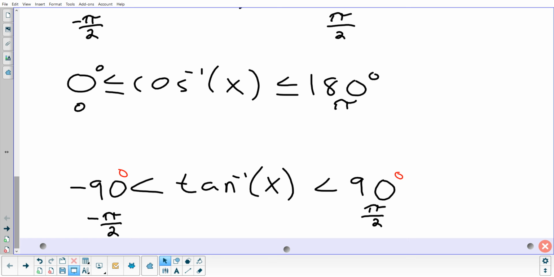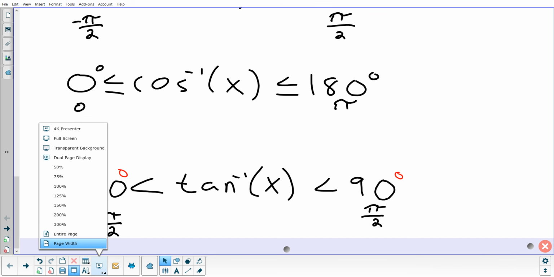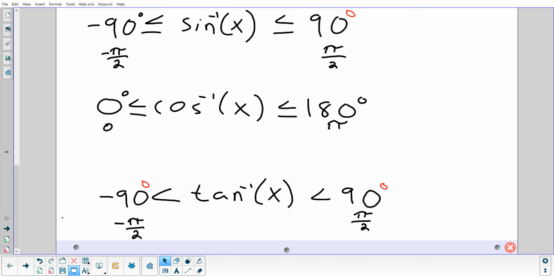And inverse tangent looks similar to inverse sine, but it is a little different. It's -90 to 90, but does anybody see what's different about it? Yep. Instead of a less than or equal sign, it's just the less than. You can't actually get an answer that's -90 or +90.